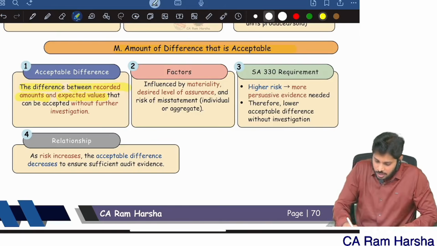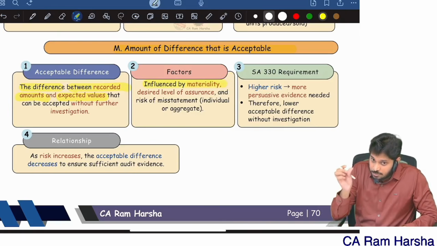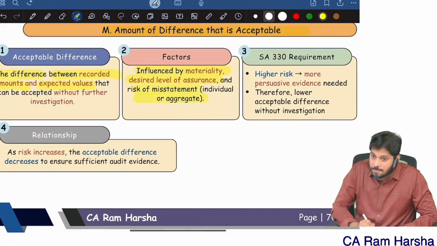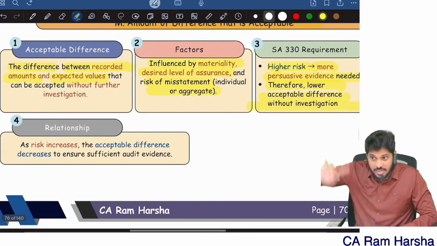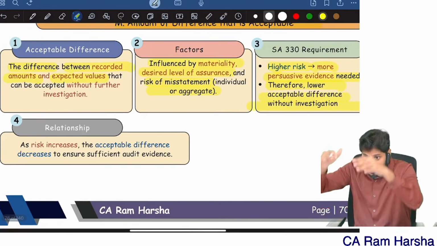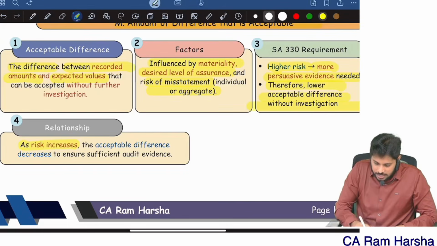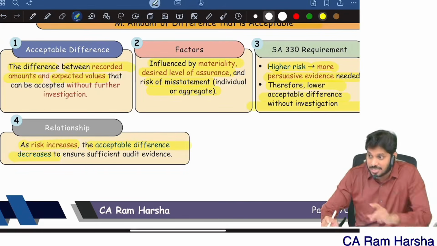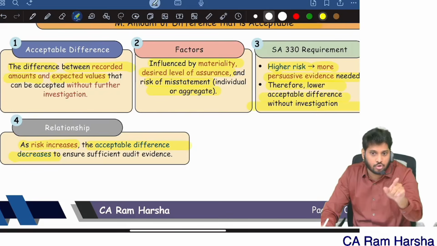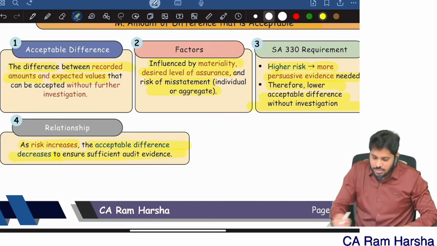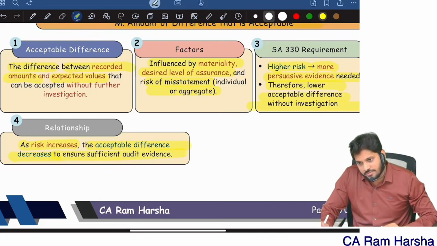Yes or no? The acceptable difference is influenced by materiality, level of assurance, risk of MMS. Higher the risk, more evidence is required. Therefore, lower acceptable difference without investigation. If high risk is there, the acceptable difference size will decrease. As risk increases, acceptable difference decreases. That's what I told you to slightly rectify. That one letter, if you rectify, that will be enough. Go notes I told you, yes or no? That's it. To ensure sufficient, appropriate audit evidence.